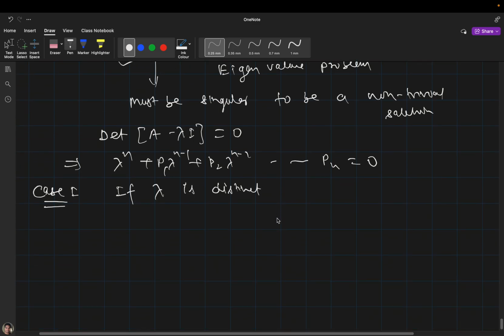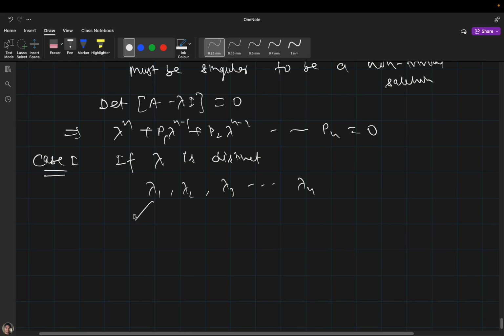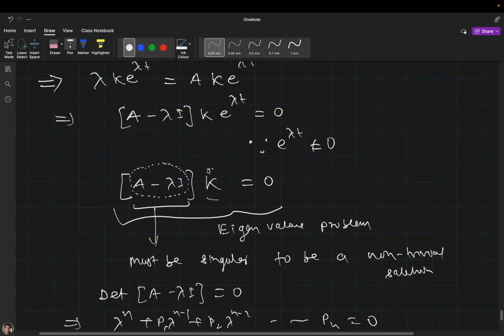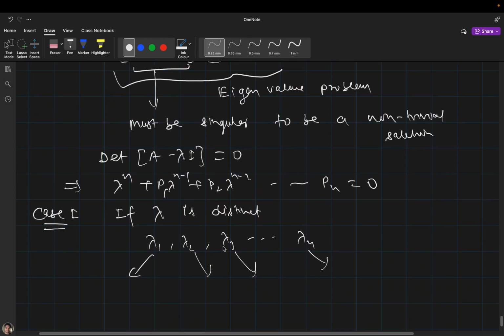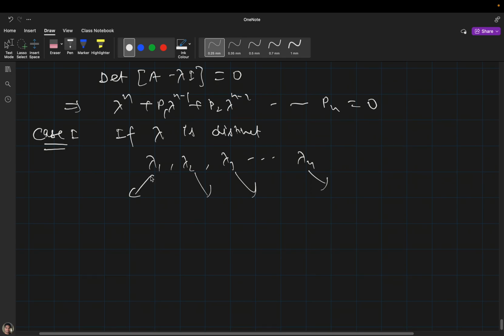If lambda is distinct, which means that, suppose it is an n order matrix, then you will get n lambdas. So that will be lambda 1, lambda 2, lambda 3 and so on up to lambda n. And based on that you will get the eigenvector. And what is that? This k is nothing but the eigenvector. After getting lambdas, for each corresponding lambda you will get eigenvectors. So for corresponding lambda 1, suppose you get eigenvector k1, k2, k3, kn.